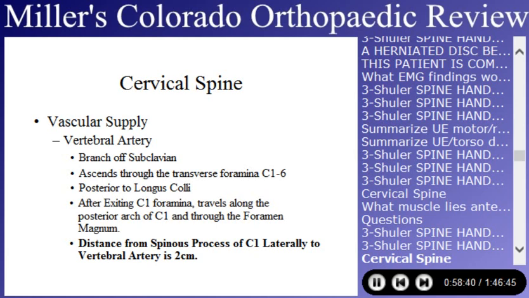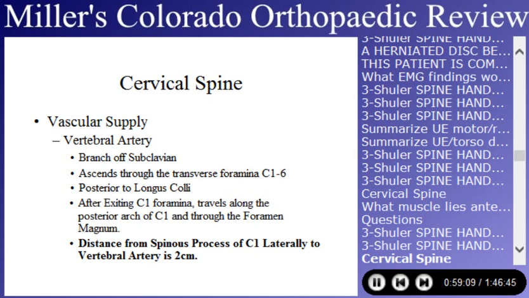We'll go over that. Vascular spine, cervical spine, vertebral artery is a branch off subclavian. It ascends through the transverse foramina C1 to C6. Please note, absence of C7. Posterior to longus colli muscle. After exiting, you've got to know how it exits the foramina at C1. It's traveling superior. It goes on now the top portion of C1, goes posterior, then goes up through the membrane to the foramen magnum. And I'll show you a diagram what that looks like.